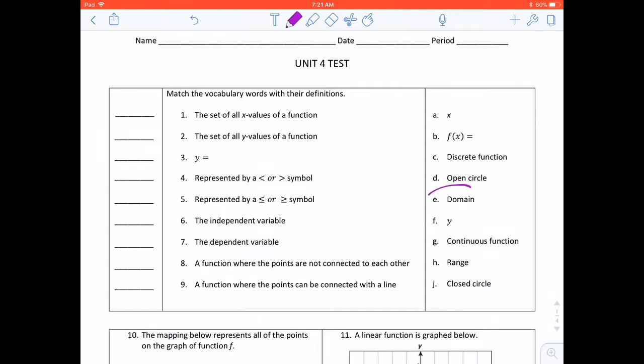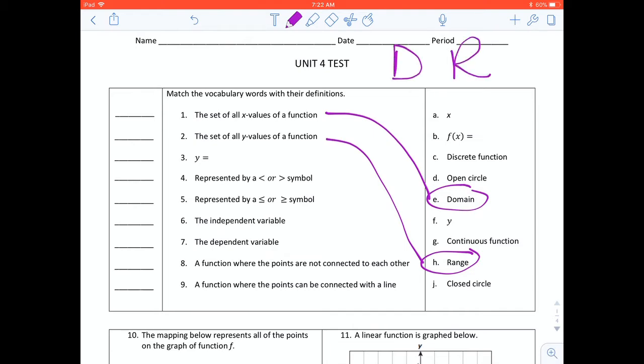If you get those two confused, remember our new show called Dr. XY. And if you can't remember Dr. XY, think about the alphabet. The letter D comes before the letter R. The letter X comes before the letter Y. That'll help you match up domain as X and range as Y.